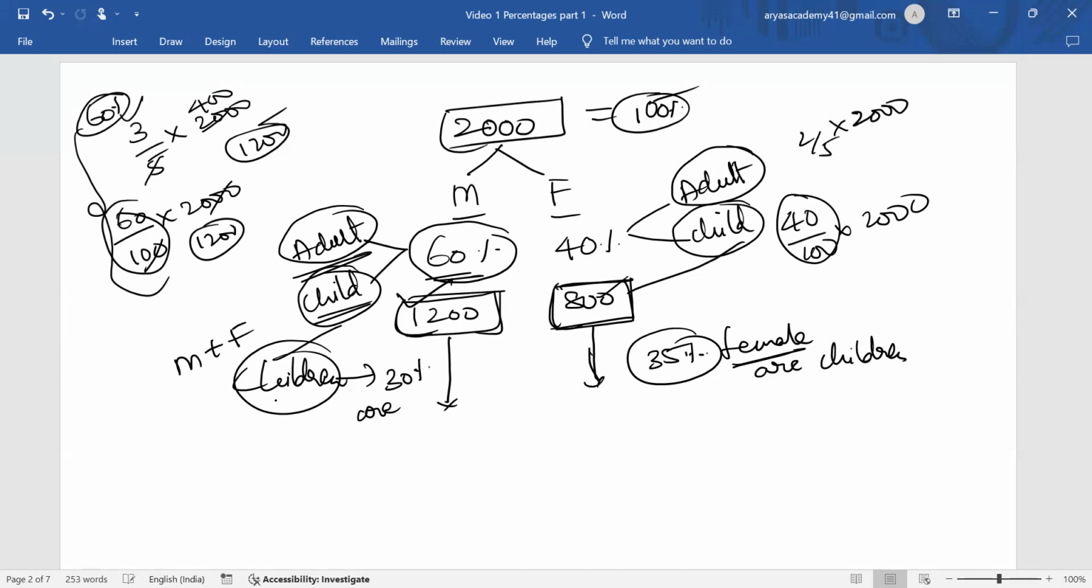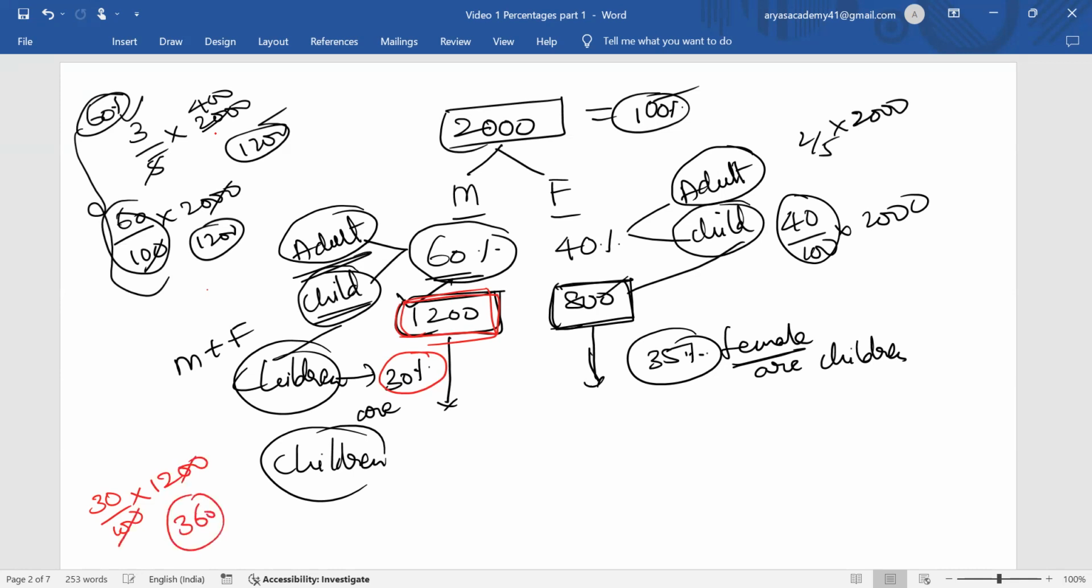Now how to calculate the number of children? We already know that 1200 is the number of males, right? Out of the 1200 males, how many of them are children? 30% are children, 70% are adults. 30% upon total males. What is the male population? It's not 2000, it's actually 1200. If you go for cancellation, 12 threes are how much? 360. So the number of male children is 360, and the total number of females is 800, out of which 65% are adults and 35% are female children.